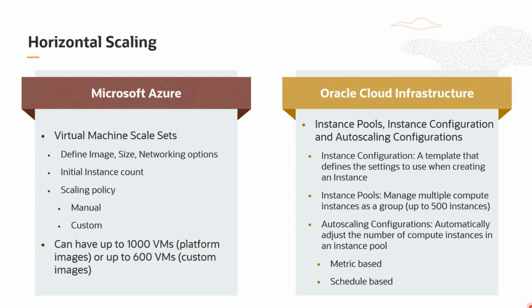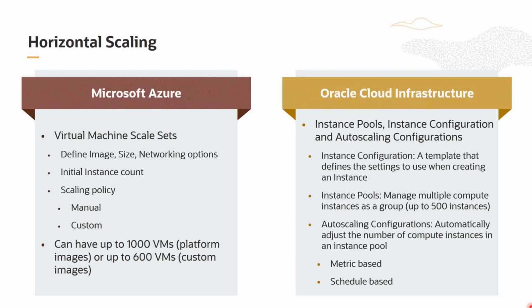OCI implements auto-scaling using 3 components. The first component is instance pool. You can think of it like managing multiple instances as a group. The second component is instance configuration that defines which template is going to be used when creating an instance. And the third component is auto-scaling configuration, using which you can scale in or scale out the number of instances in an instance pool. Just to remember this, you can think of instance pool as where, instance configuration as what, and auto-scaling configuration as when.